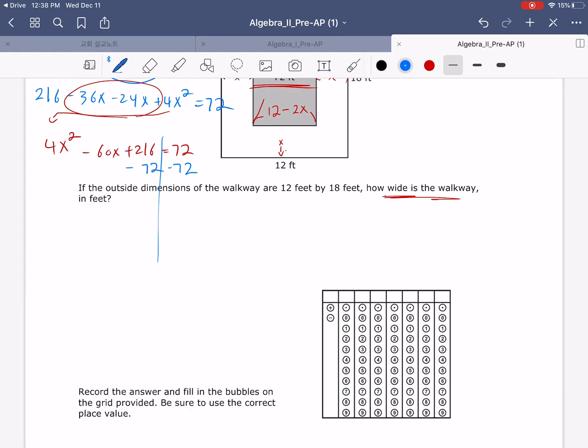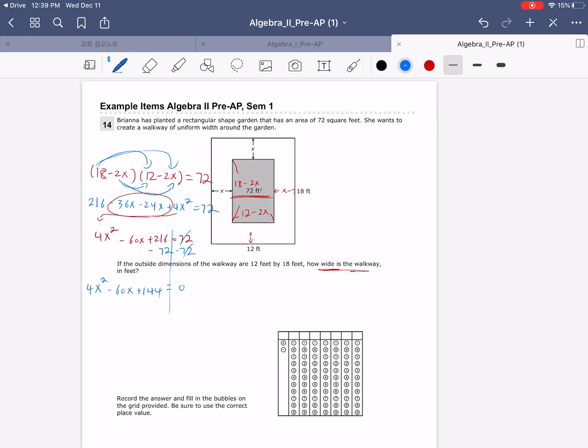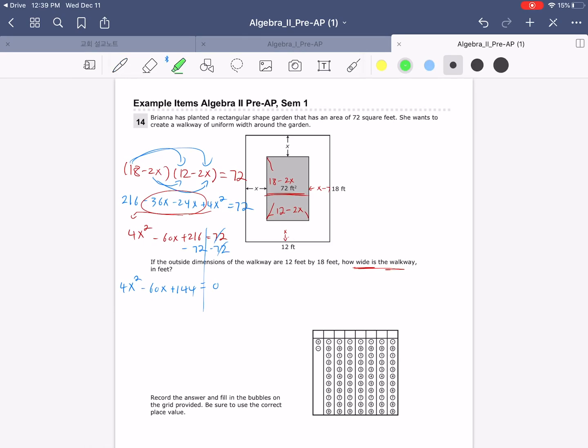Whenever you do math, just think math is easy, not complicated. I mean, I know many of you do not agree with me. Wait a second, 216 minus 72 is 144.